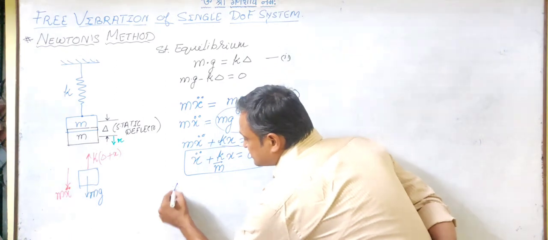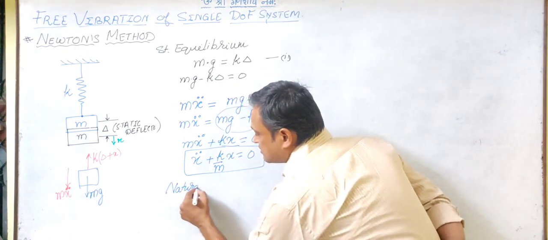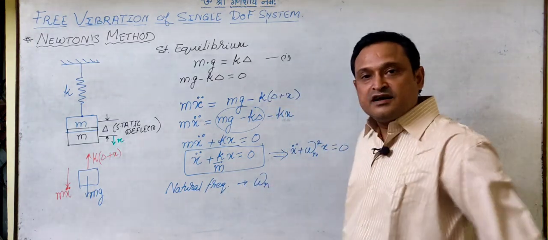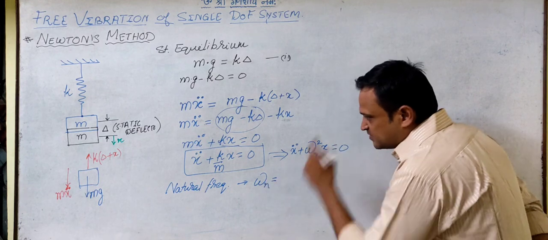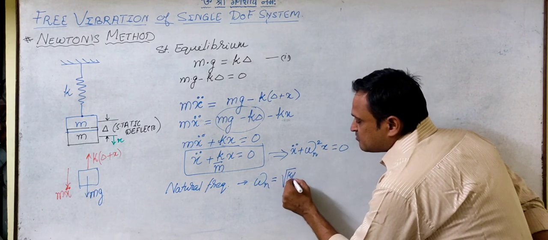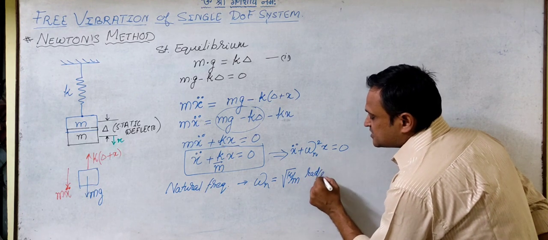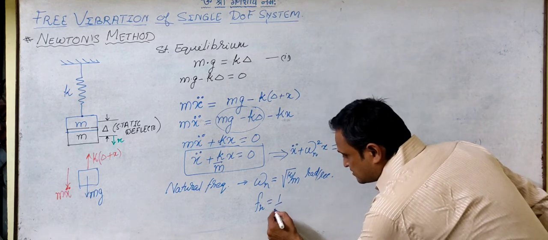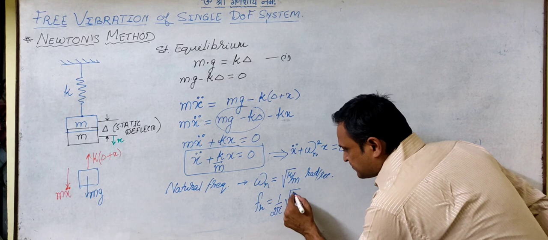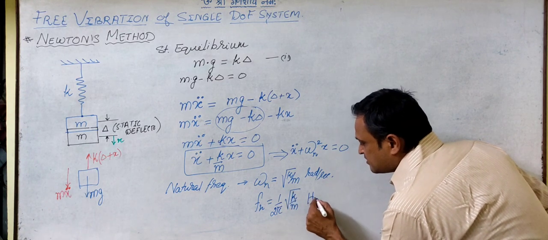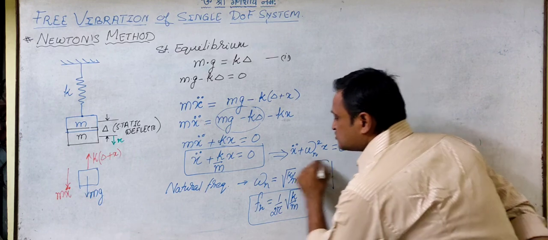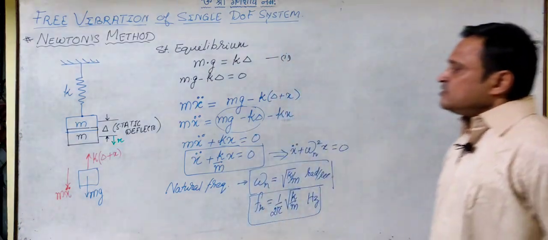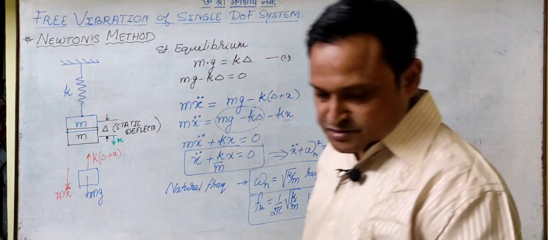So here we can say the natural frequency, where this is the angular frequency, will be under root of K by m radians per second, and the natural frequency in terms of cycles per second we can say is 1 upon 2 pi under root of K by m hertz. So again we reach this situation, right? That is how we reach this condition.